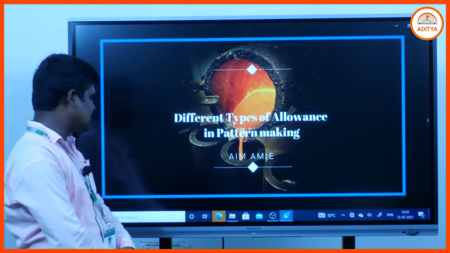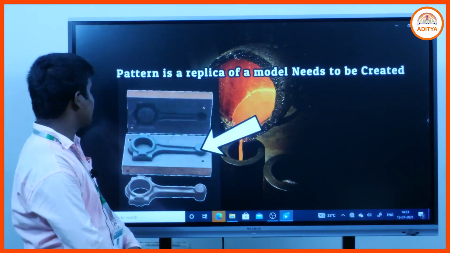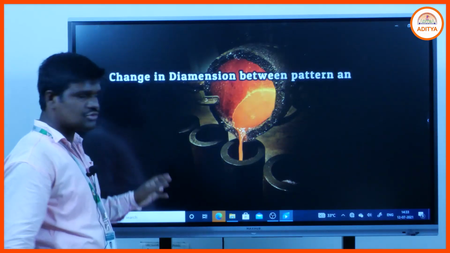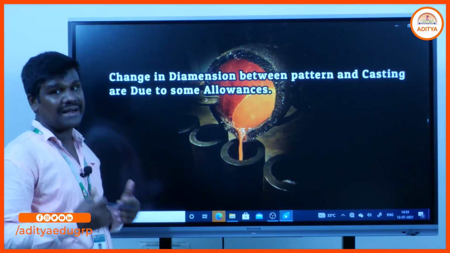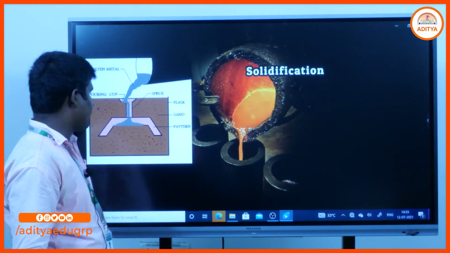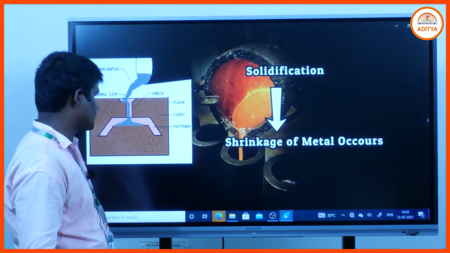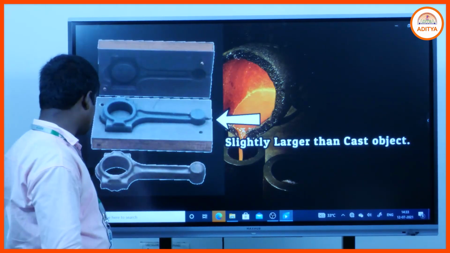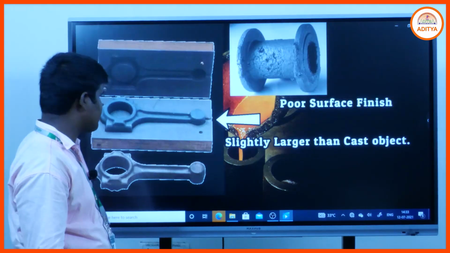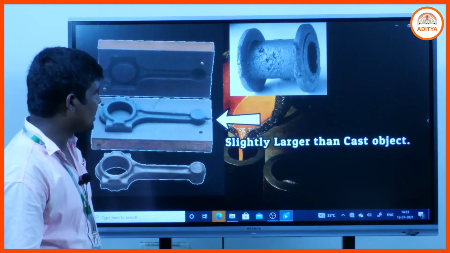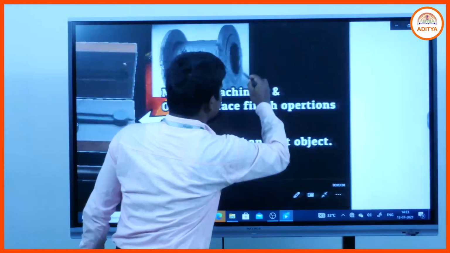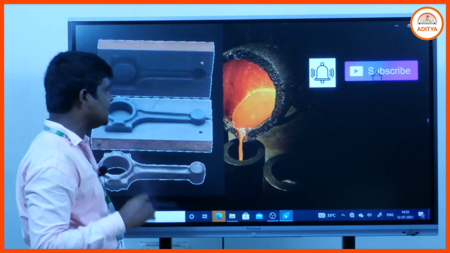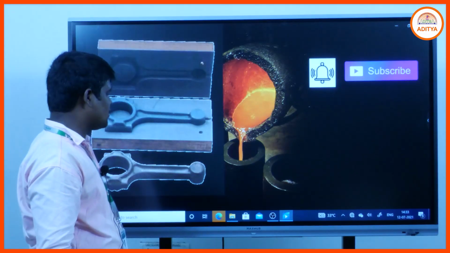What are the pattern allowances? A pattern is the replica, the model, of the particular casting. Sometimes we make the pattern slightly larger than the casting shape. When the cast solidifies, it shrinks to some extent due to the metal shrinkage property during cooling, so a pattern may be made slightly larger to compensate. There are other reasons, such as poor surface finish and casting limitations. Sometimes after casting, the surface finish is poor, and after solidification some extra space is generated; that is called allowances.